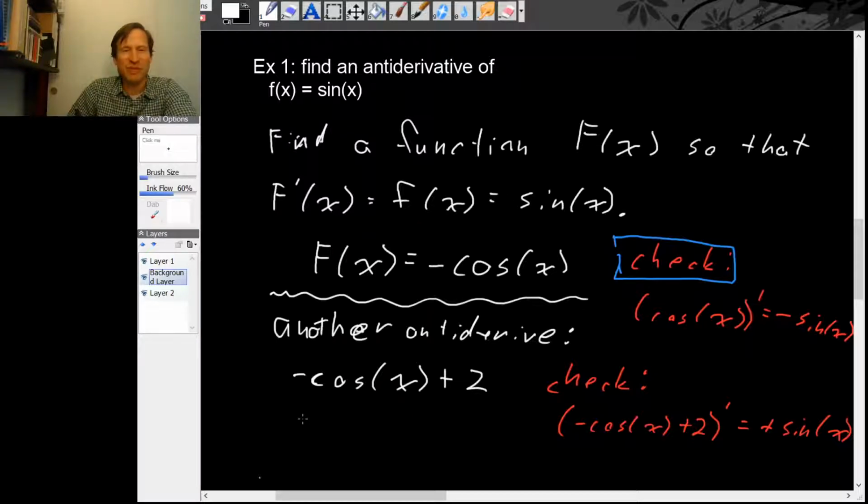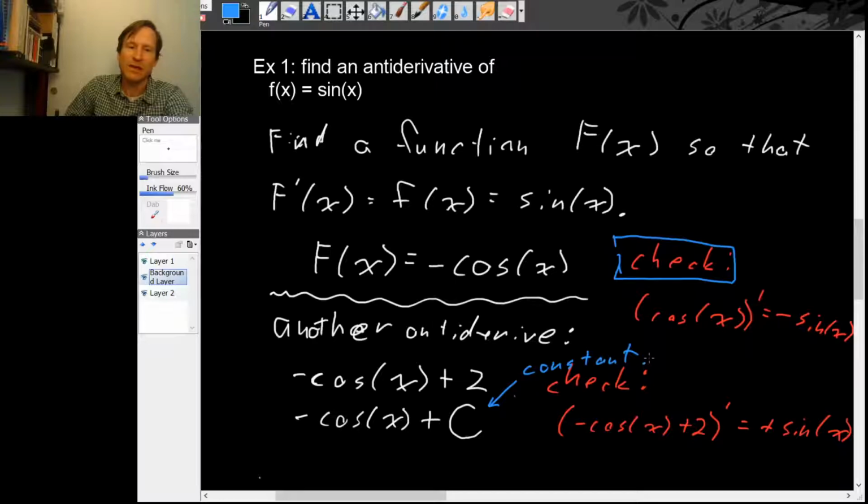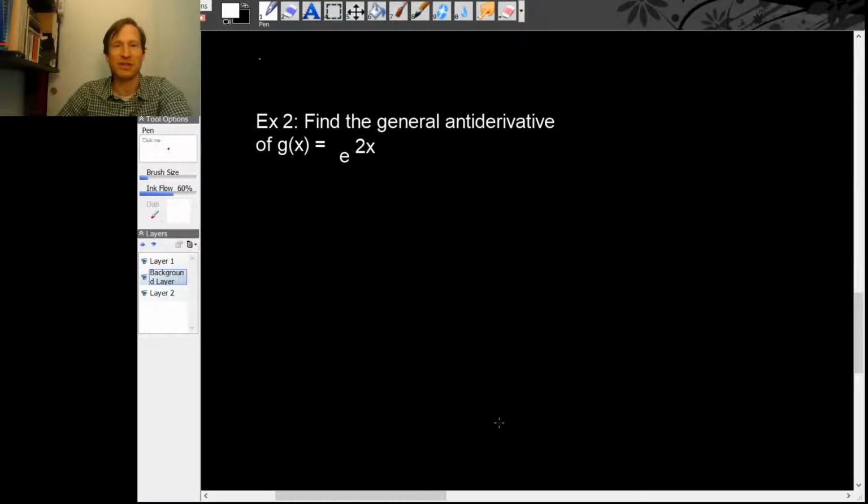Well, you can see that really we could have added any number. So negative cosine x plus any number, say capital C, would work, as long as this number that we stick on the end here is a constant. So when we calculate an antiderivative, usually we're after the most general antiderivative that we can get. And that's always going to have some constant like this out in front, just to remind us that there are lots of different antiderivatives. So let's look at another example.